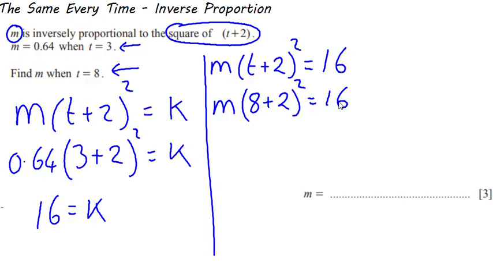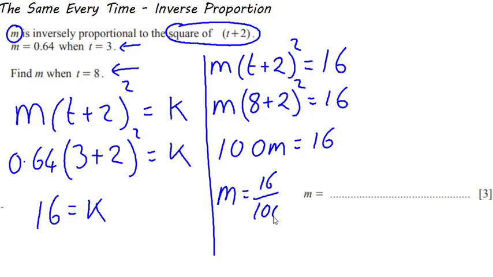Right then, so 8 plus 2 is 10. 10 squared, 10 times 10 is 100. So 100 times m is 16. So m is 16 divided by 100. And in this case, that does make a nice decimal that stops. So I'm going to write down my decimal answer for this one, 0.16. There we are. Take the 3 marks.